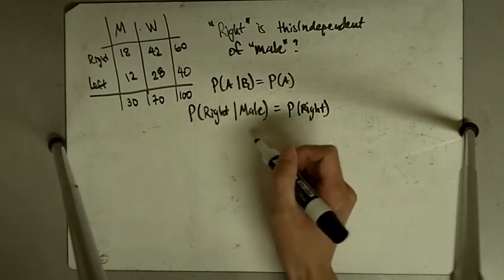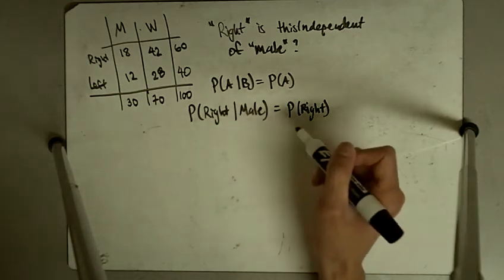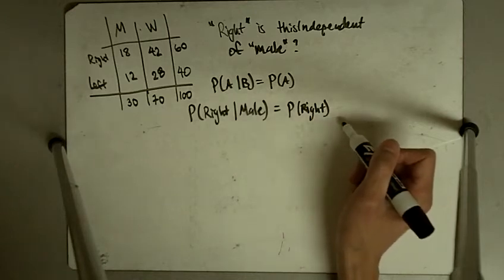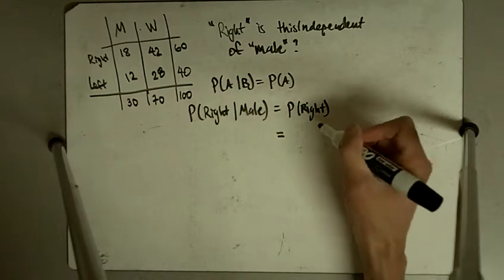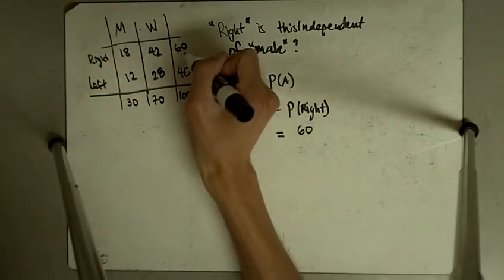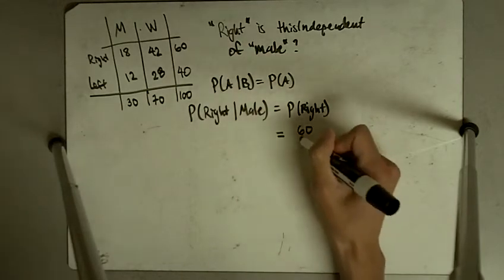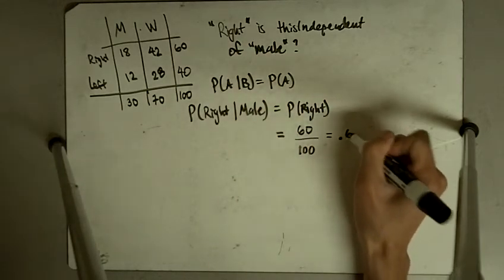And we want to know, is the probability of preferring your right hand, given that you're male, the same as the probability of preferring your right hand on top? So the probability of preferring your right hand on top is, there were 60 people total that preferred their right hand on top out of 100 people total. So that is equal to 0.6.